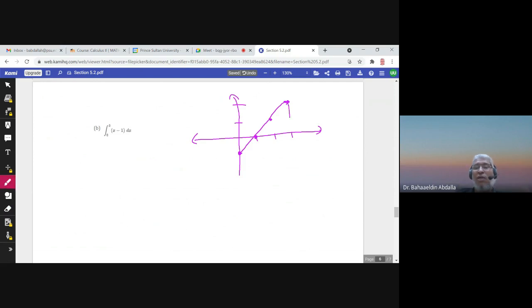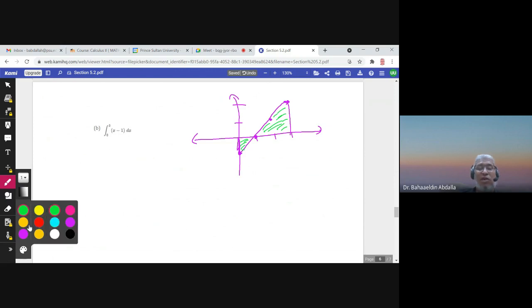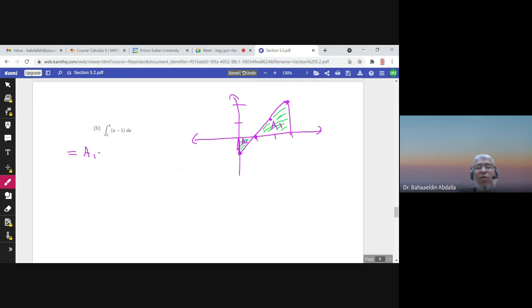And we need to find this area. This area is positive. So minus this area will give you the value of the definite integral. Let me call this A1 and this A2. So the definite integral would be A1 minus A2.